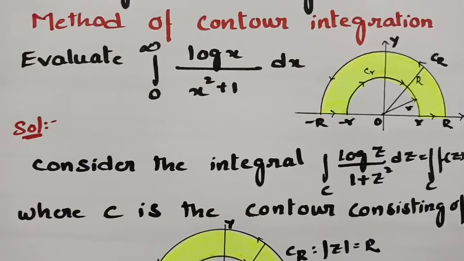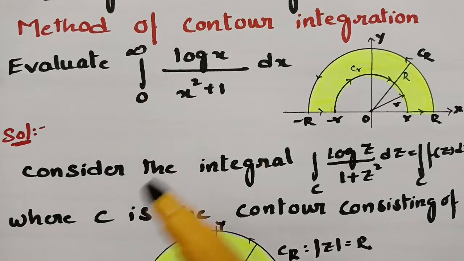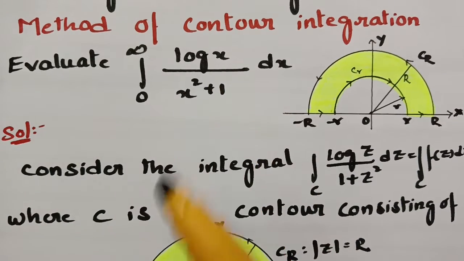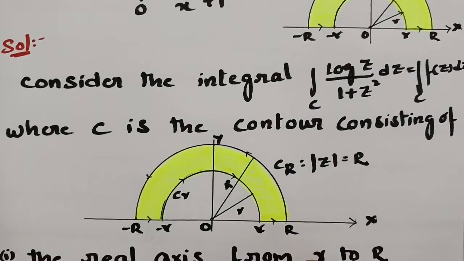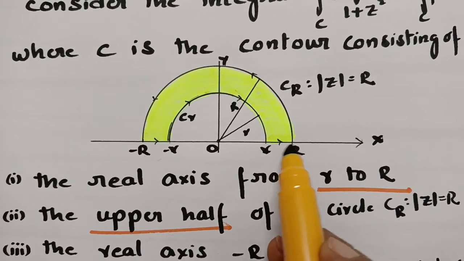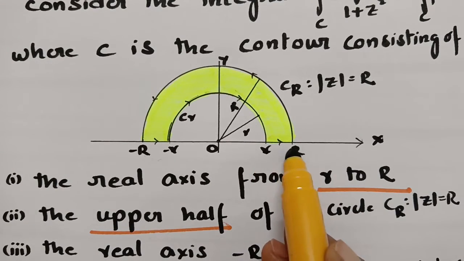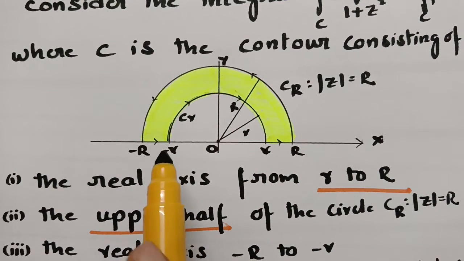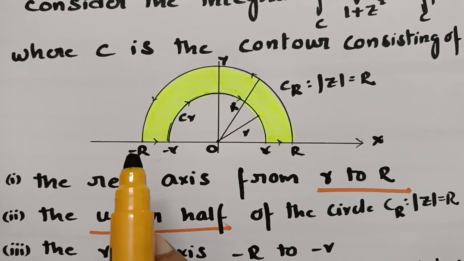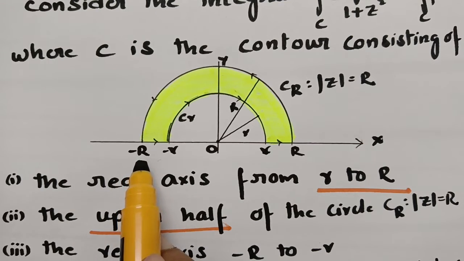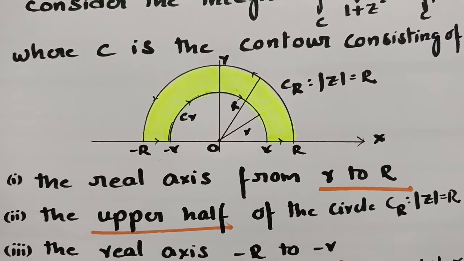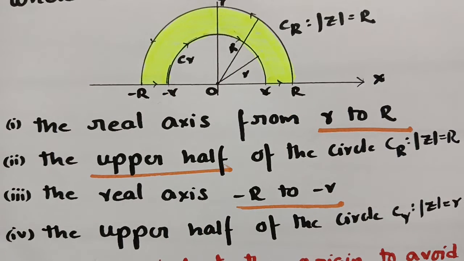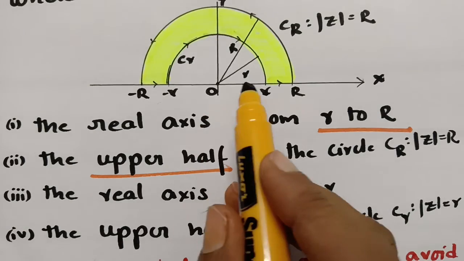See here, first of all, it is asked to find the integral from 0 to infinity of log x by (x square plus 1) dx, as this value we got as 0, and we have to construct the closed integral. So the integral contains four parts: small r to capital R, which is on the real axis, and this is capital CR, which is a semicircle with center 0 and radius capital R, and again from minus capital R to minus small r, and this is the third integral, and the next one is the upper half of the semicircle with center 0 and radius small r.